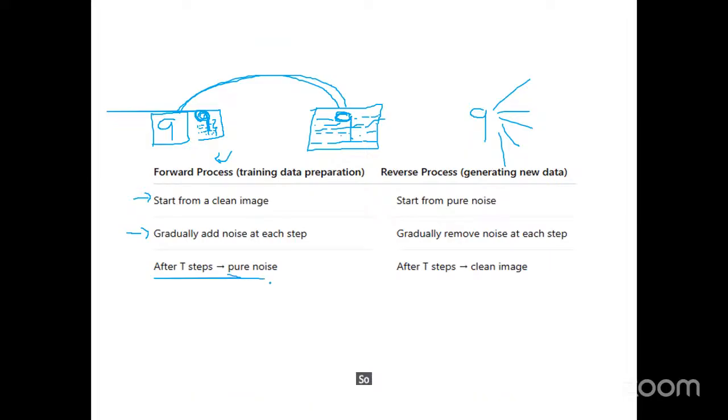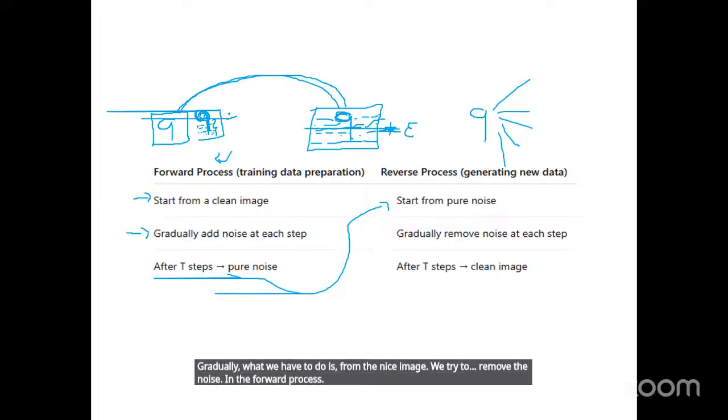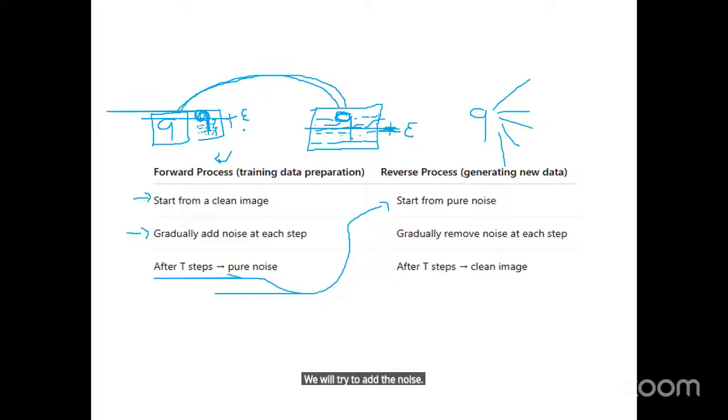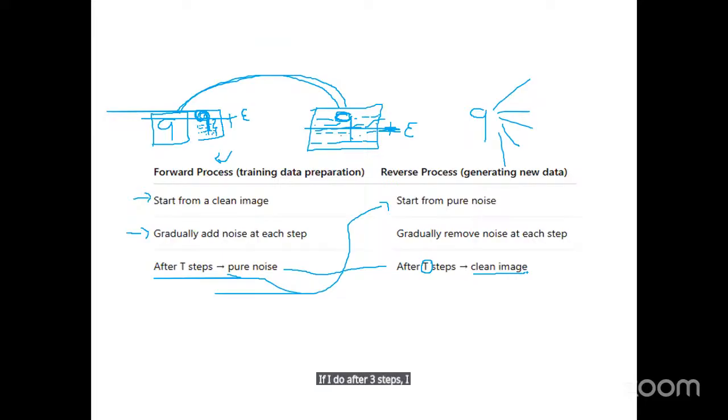So it will become pure noise. Then we'll start from pure noise. Gradually, from the noisy image, we try to remove the noise. In the forward process, we will try to add the noise. Adding the noise, subtracting the noise. Next, after similar reversal steps, if I do after T steps, I can generate the clean image.